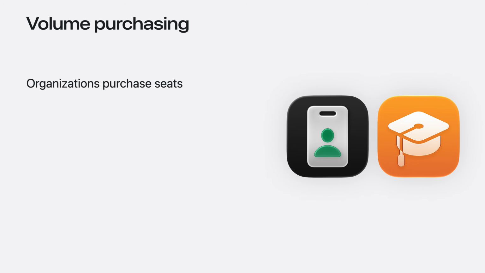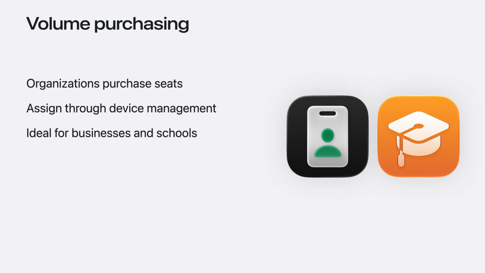With volume purchasing, an organization, like a business or school, can purchase subscriptions through the App Store inside Apple Business and Apple School Manager. They can use a device management service to assign seats through the same workflows they already use for distributing apps at scale. This is a perfect solution for organizations with larger scale and requirements for management and identity.